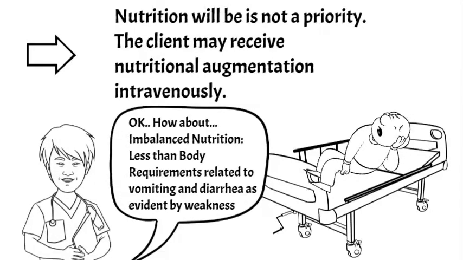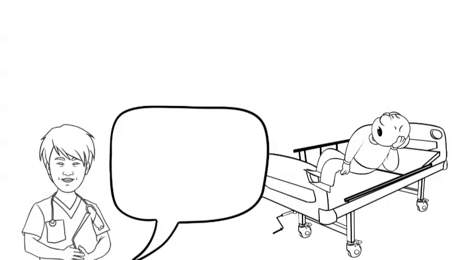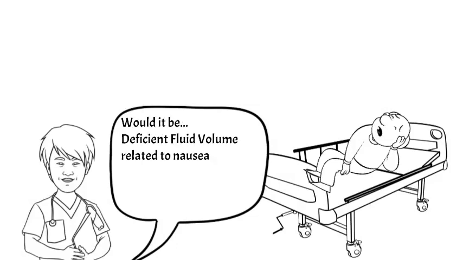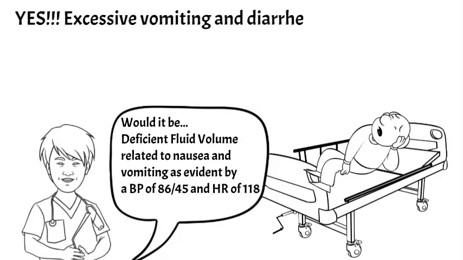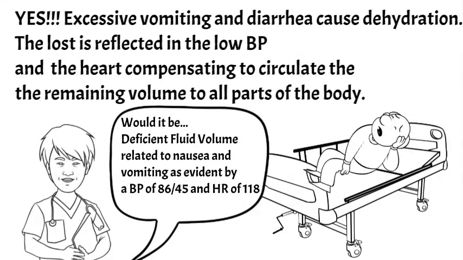I think I got it. Would it be deficit fluid volume related to nausea and vomiting as evidenced by a blood pressure of 86/45 and a heart rate of 118? Yes, you are correct. Excessive vomiting and diarrhea causes dehydration, and we could see that reflected in the low blood pressure and the rapid heart rate in order to compensate for the volume loss.